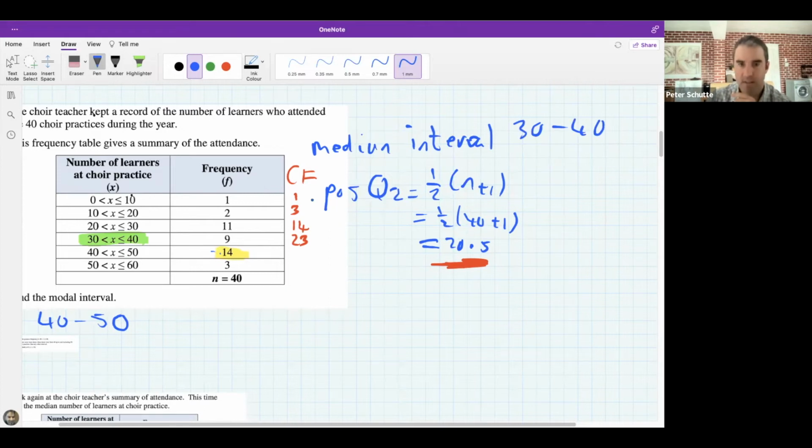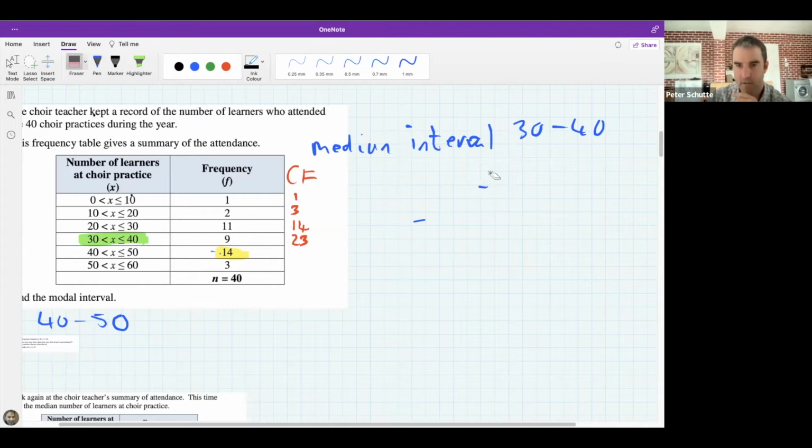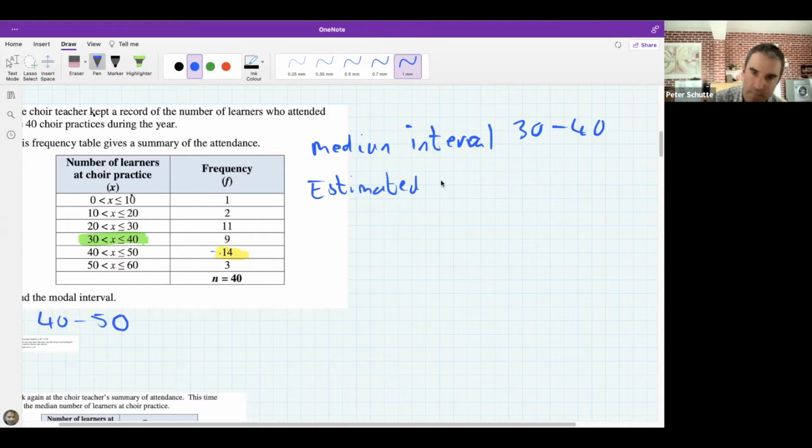However, we still need to know how to find the mean for a grouped data set. And I want to ask you, what is the problem with finding the mean in this particular question? Why can't I just find the mean the normal way like I used to? Why am I going to say for a grouped data table, I have to find the estimated mean?